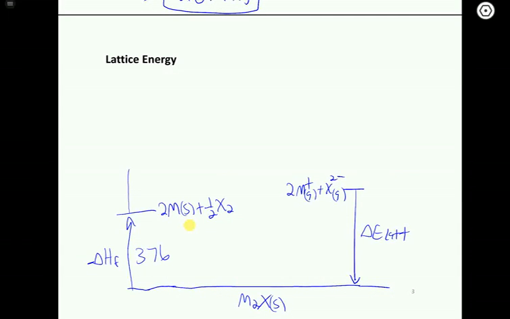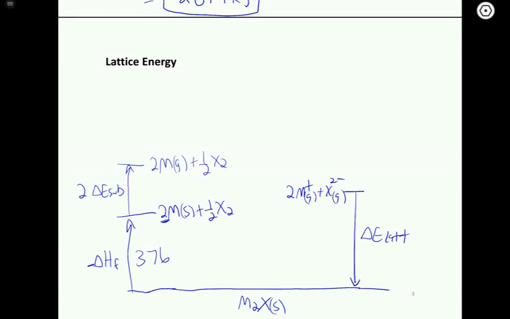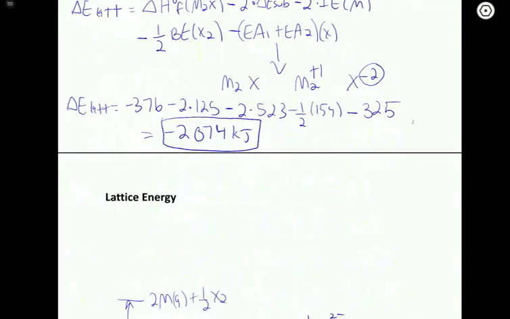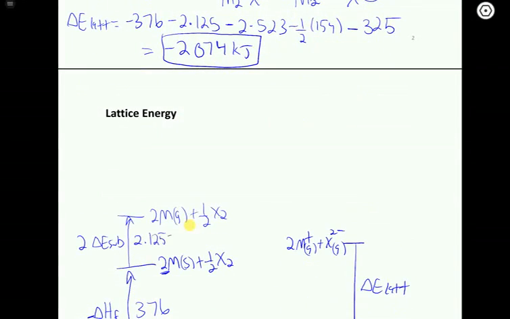from here we have two steps involving the metal to get it into gas phase cations. So we're going to take the metal, 2M gas, we're going to convert the solid metal atoms into gas phase metal. And to do this, this is our delta E of sublimation, but because we have two metal atoms in our structure, we need to do this twice. We double that energy. So that's going to be 2 times, what was it, 125. Okay, so we have 250 kilojoules for that step, which is taking 2 moles of metal as a solid and converting it into 2 moles of metal as a gas.